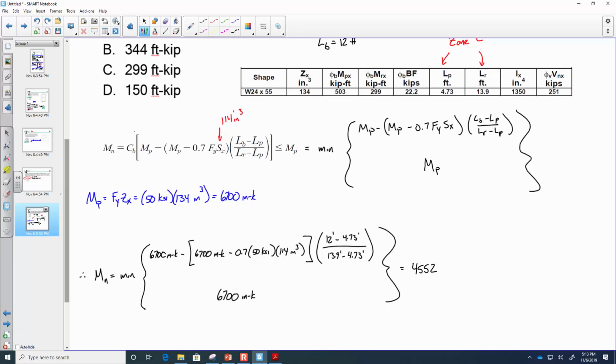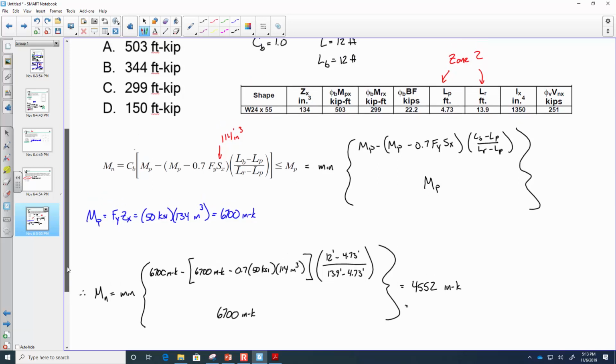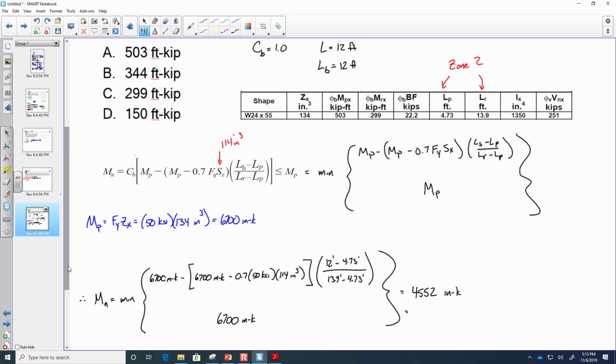4,552. Do I have a second on that? Yes. Okay, what's the units? Inch kips. Okay, divide that by 12. 379. Well, I'll be golly gosh gee, that doesn't match any of the choices. Why? Most nearly. What's that? Most nearly. No, it's not most nearly.